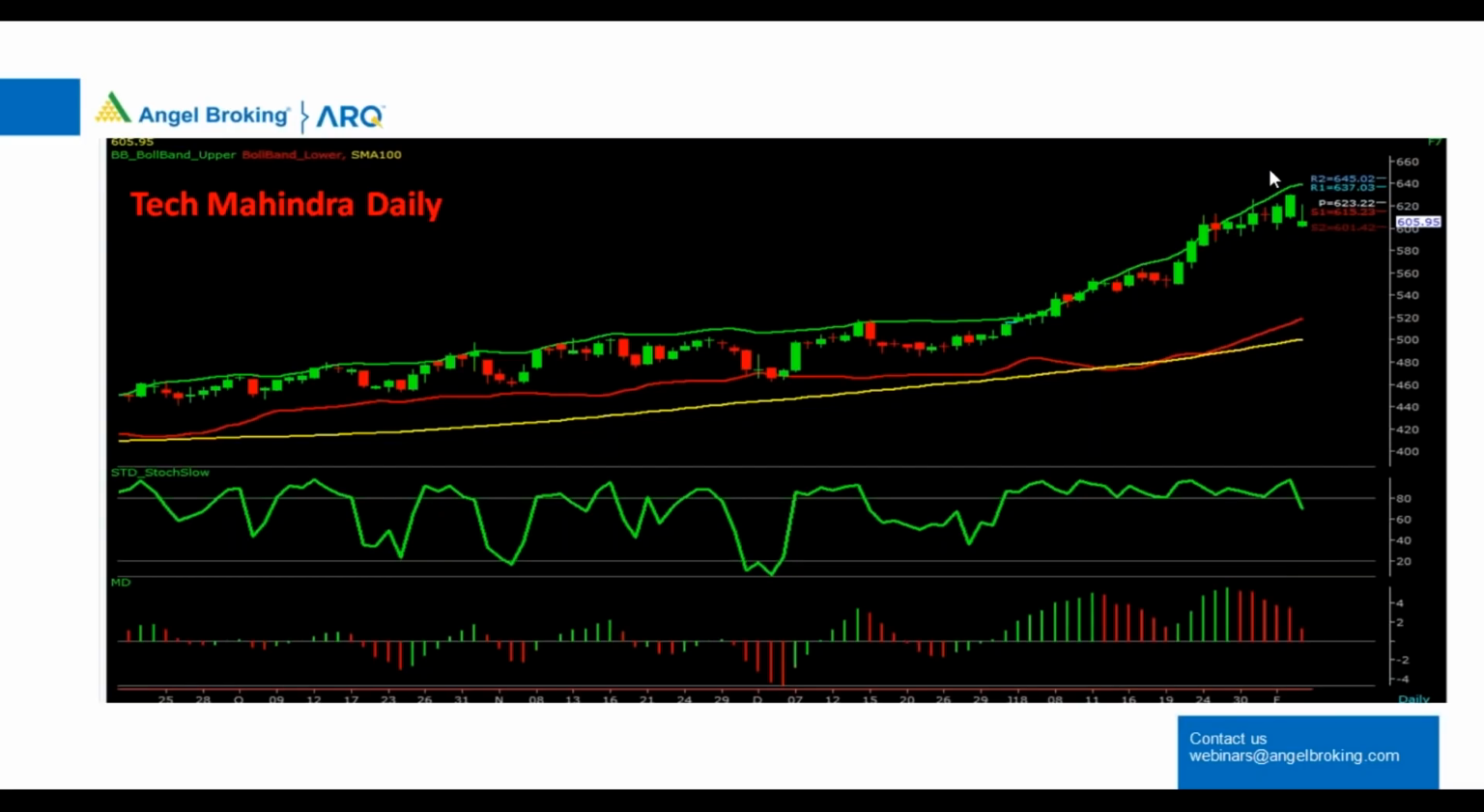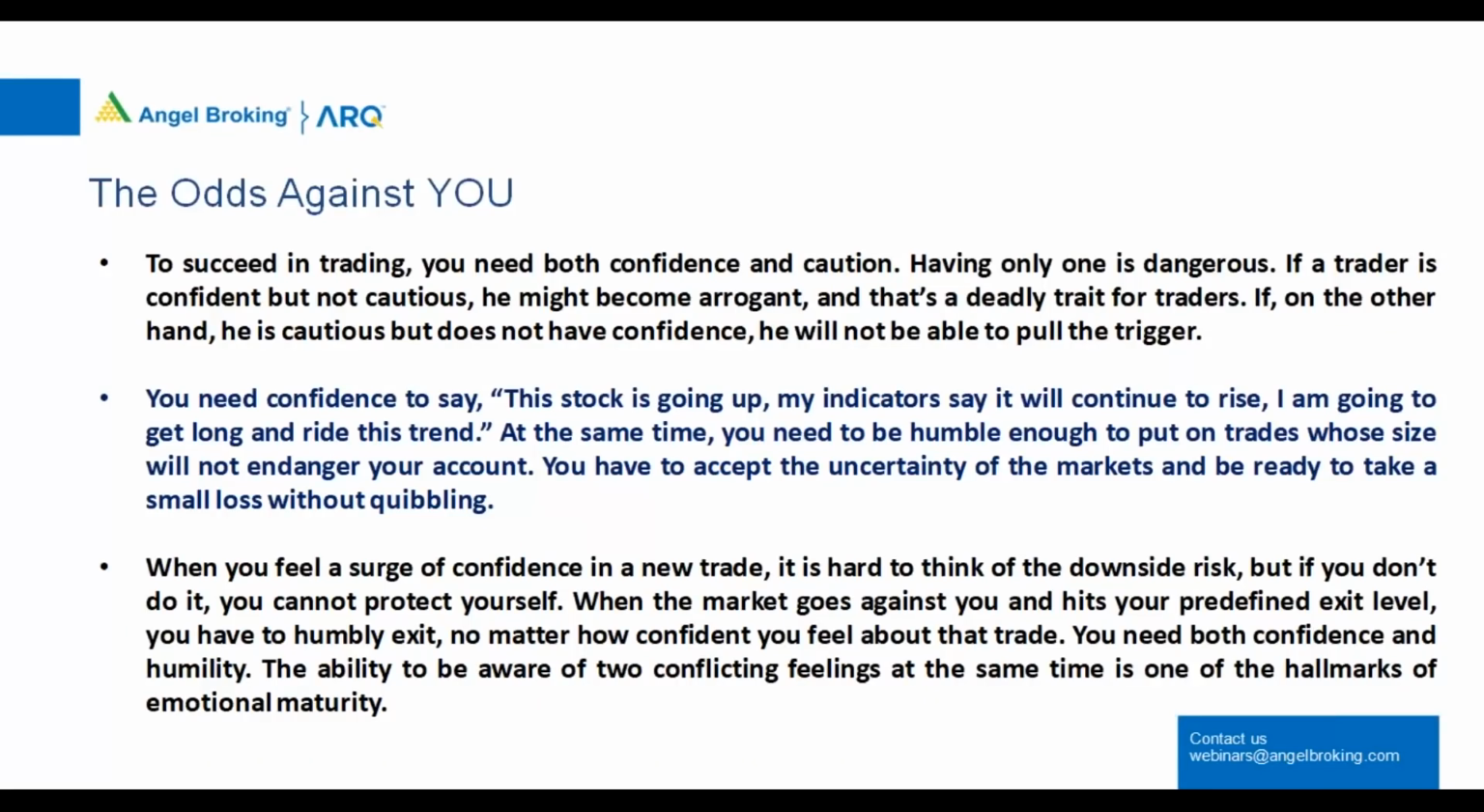But if on the other hand, someone becomes very cautious and does not have the confidence, then he'll never be able to pull the trigger. So meaning here is that if Tech Mahindra is getting a buying opportunity here, he should have the guts to go and buy with a stop loss below this. If the stop loss gets triggered, get out of the trade.